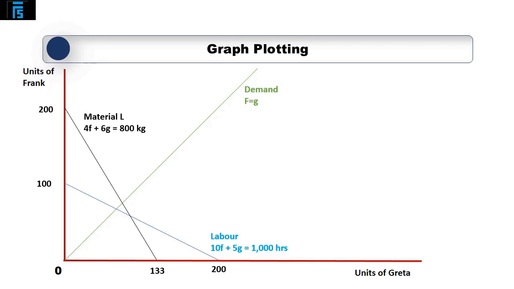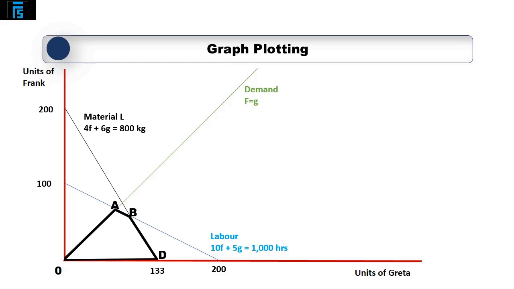Now that we have the constraint lines on the graph, we can determine the feasible region. As already mentioned, we need to be to the right of the demand line as we need to make more greeters than francs. We also need to be below the constraint lines for material L and for labour, as we cannot use more of the resource than we have. This gives us the feasible region, as highlighted in bold, of 0, A, B and D.